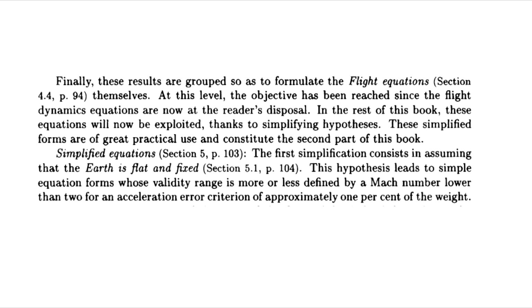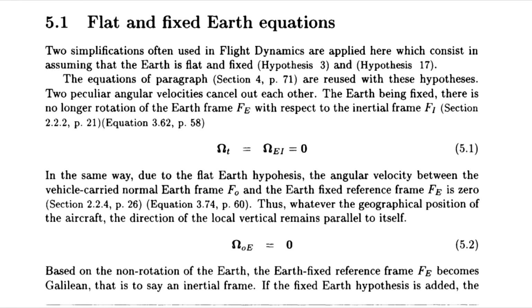This hypothesis leads to simple equation forms whose validity range is more or less defined by a Mach number lower than 2 for an acceleration error criterion of approximately 1% of the weight. These simplified forms are of great practical use and constitute the second part of this book." If the Earth was truly a spinning ball, why should these so-called simplified forms be of great practical use, constitute half the book's equations, and have such a small criterion of error?